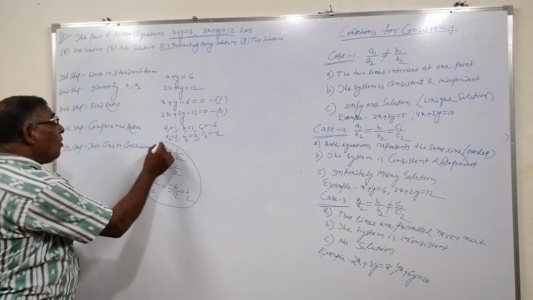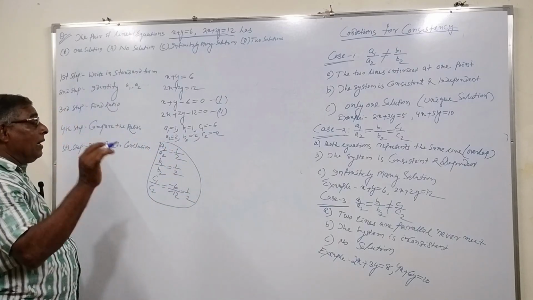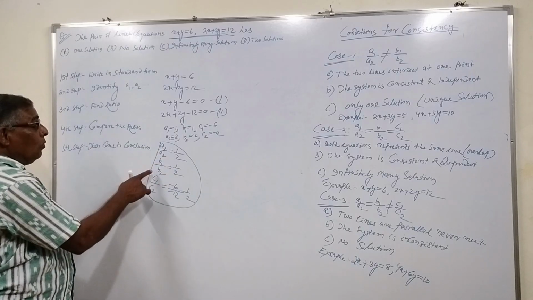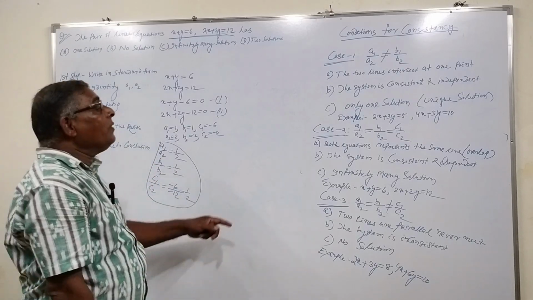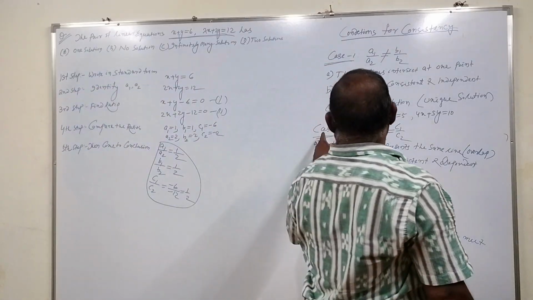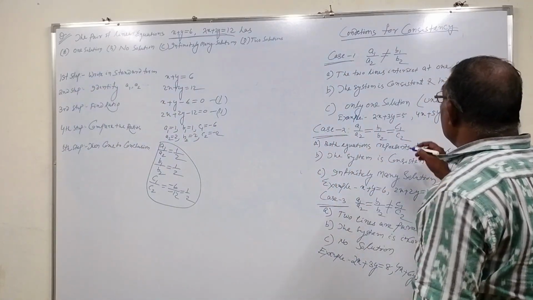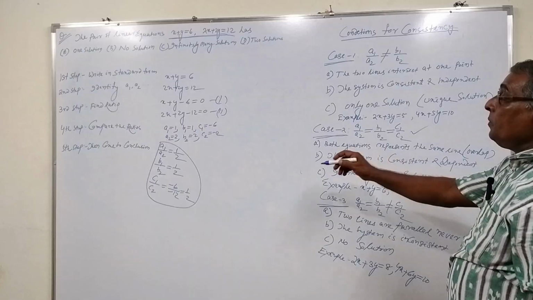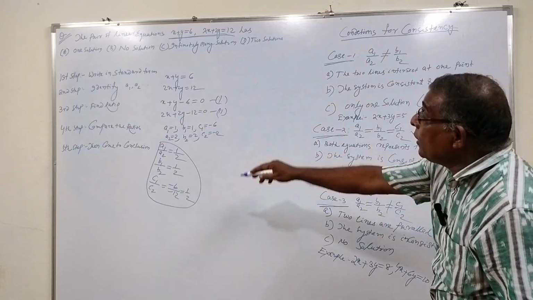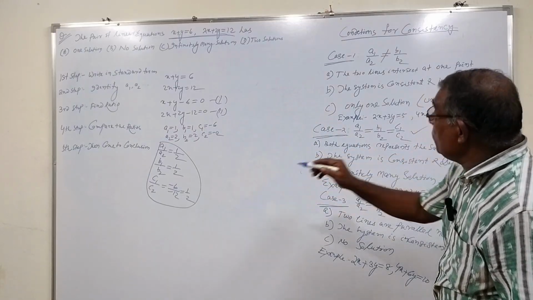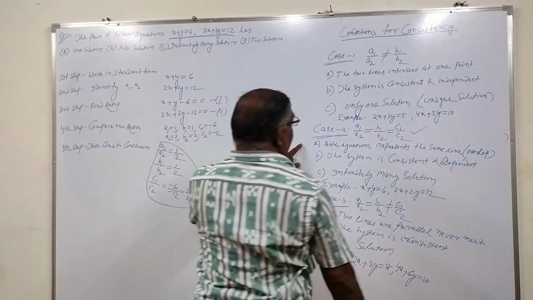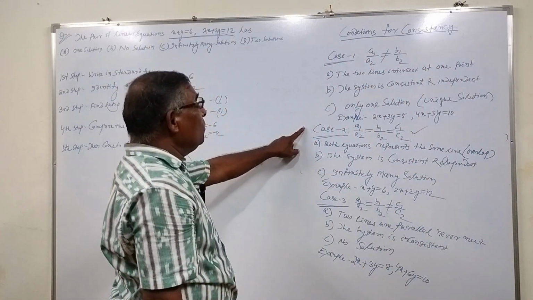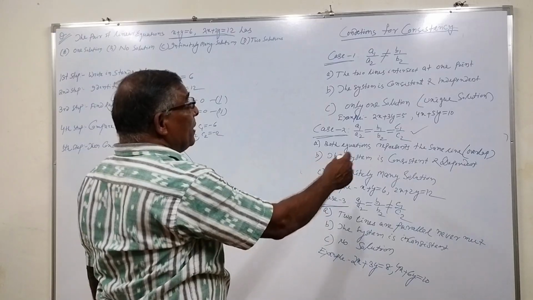If all ratios are equal, a1 by a2 equals b1 by b2 equals c1 by c2, then go to case 2. Case 2: a1 by a2 equals b1 by b2 equals c1 by c2. In this case, both equations represent the same line.